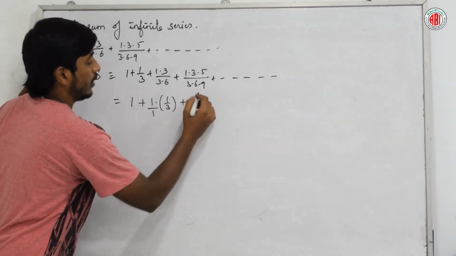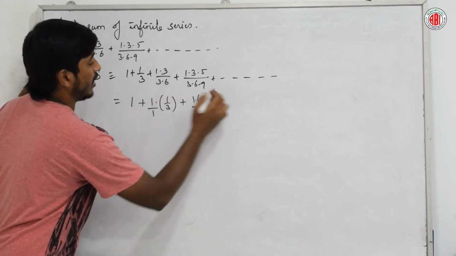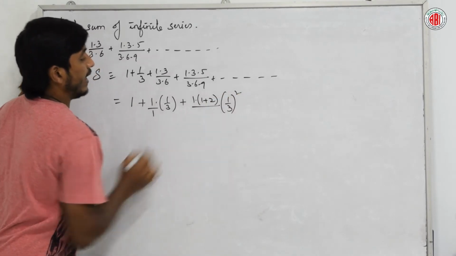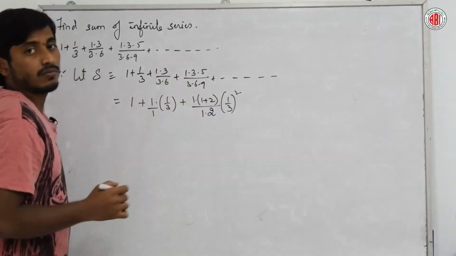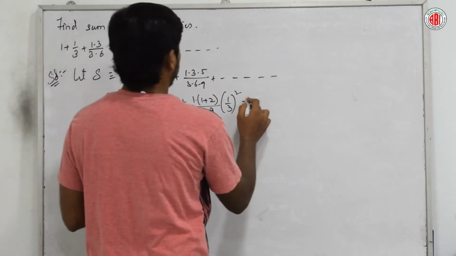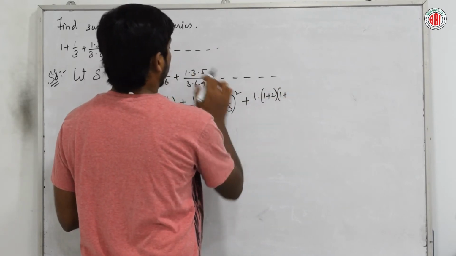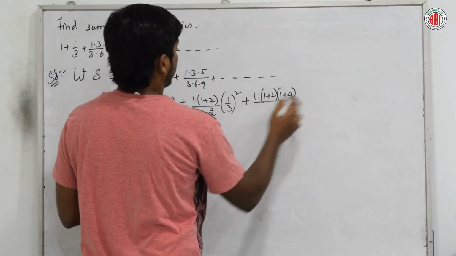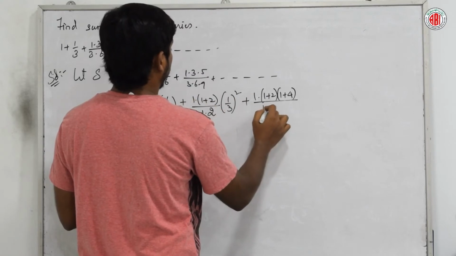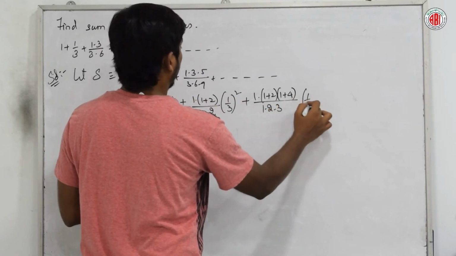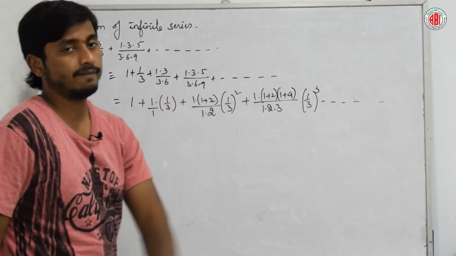Plus 1 into 1 plus 2 by, if I take 3 common here, I will get it as a square. How many 3's do we have? 3 1's are, 3 2's are. Next, plus 1 into 1 plus 2 into 1 plus 4, what is 5? That is p plus q, p plus 2q. Here, if I take 3's common, I will get 1, 2, 3 into 1 by 3 whole cube. Right? 1, 3, 2, 3 and 3 3's we will have.